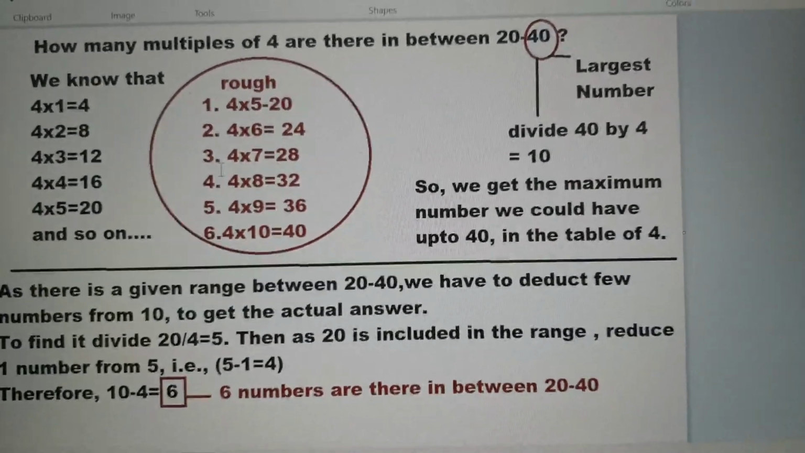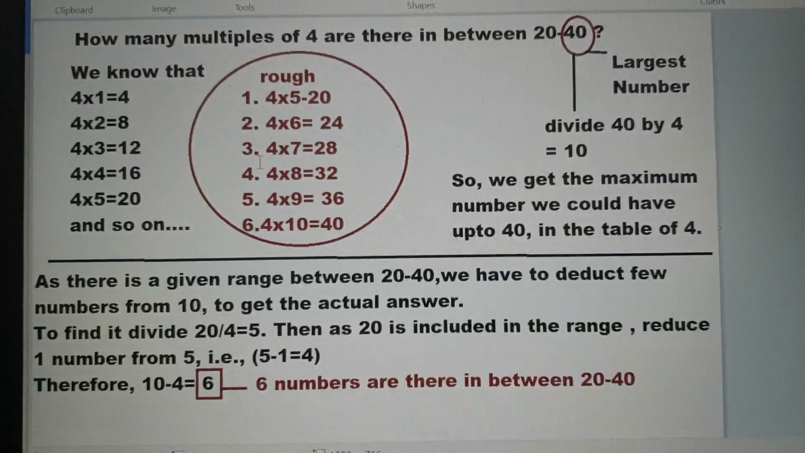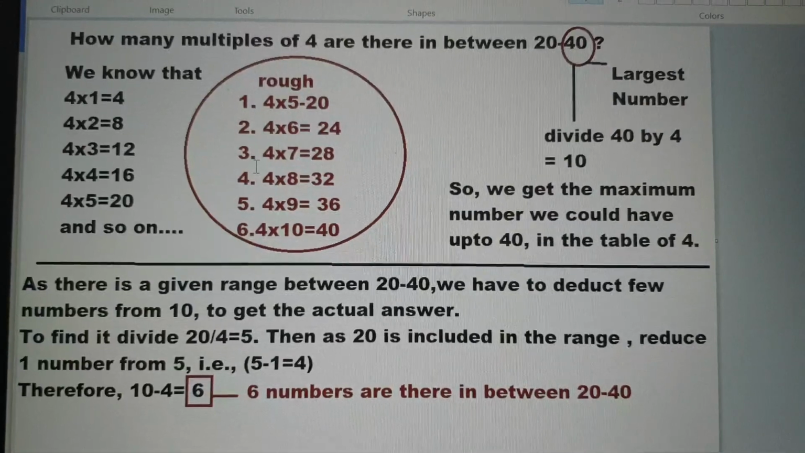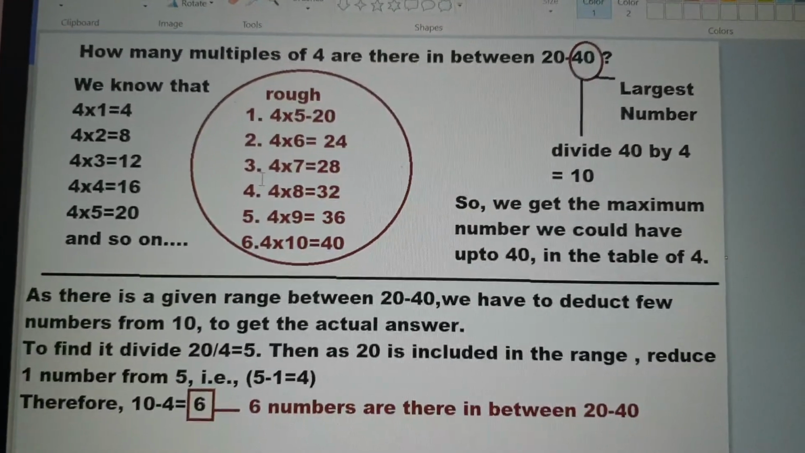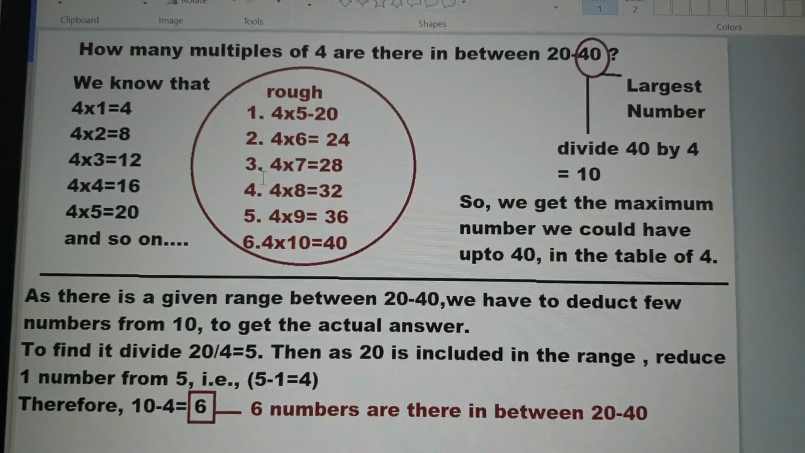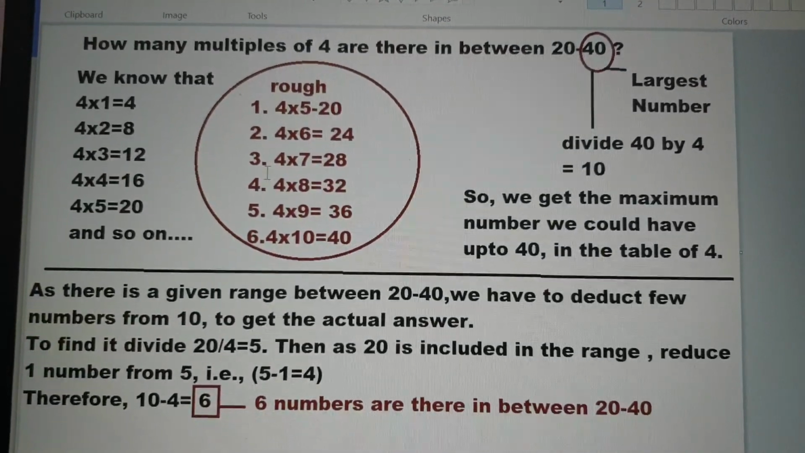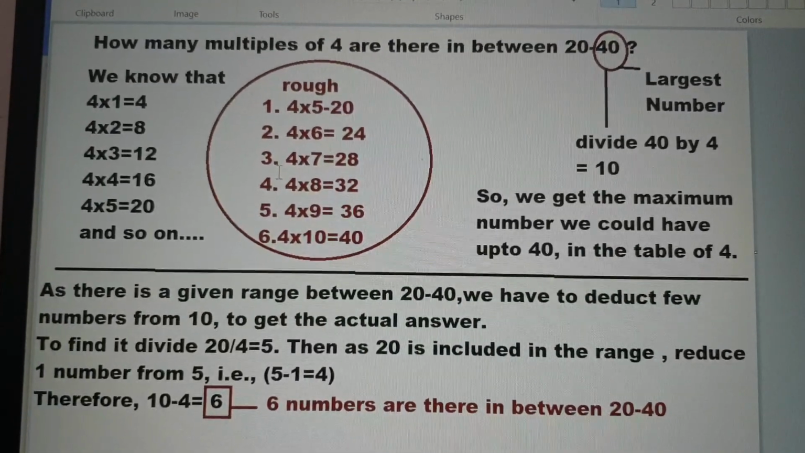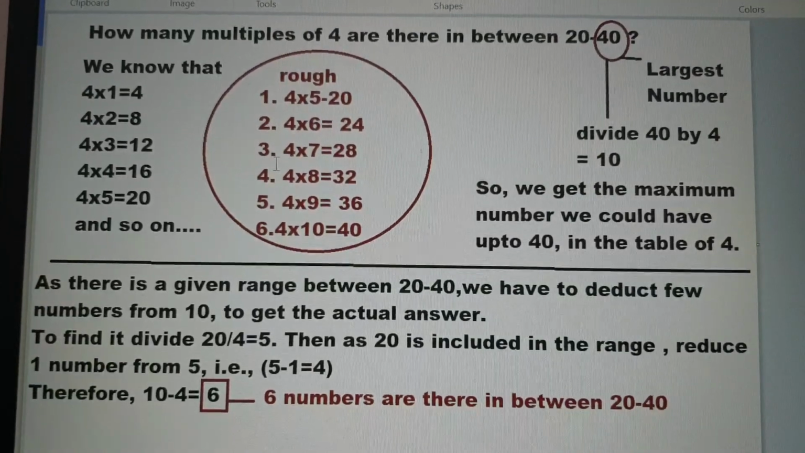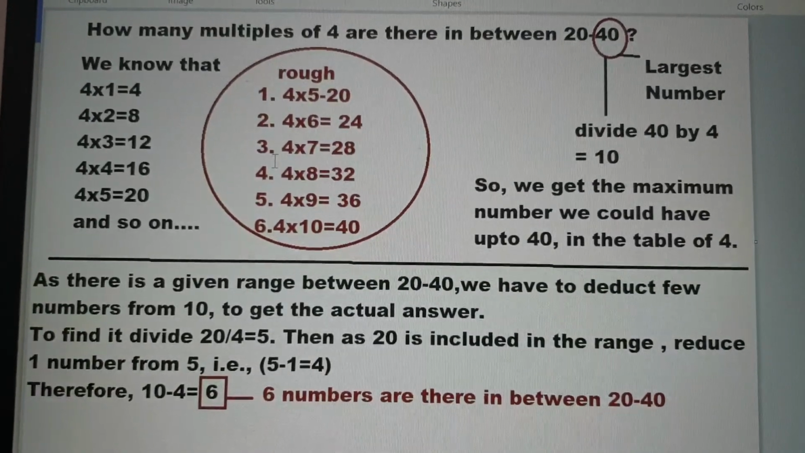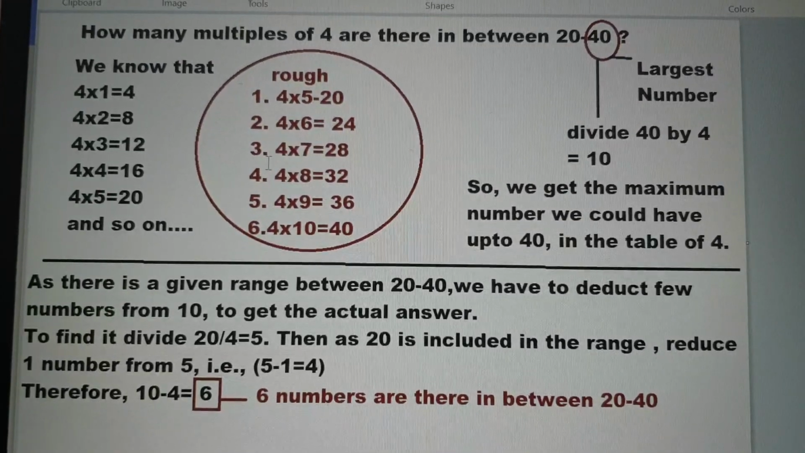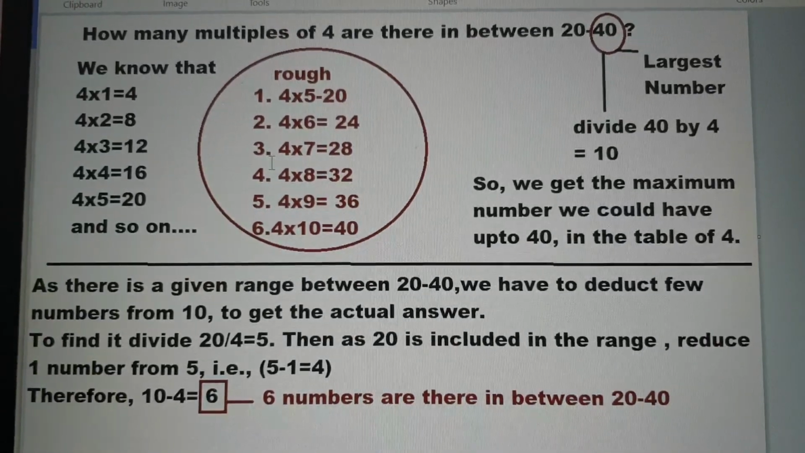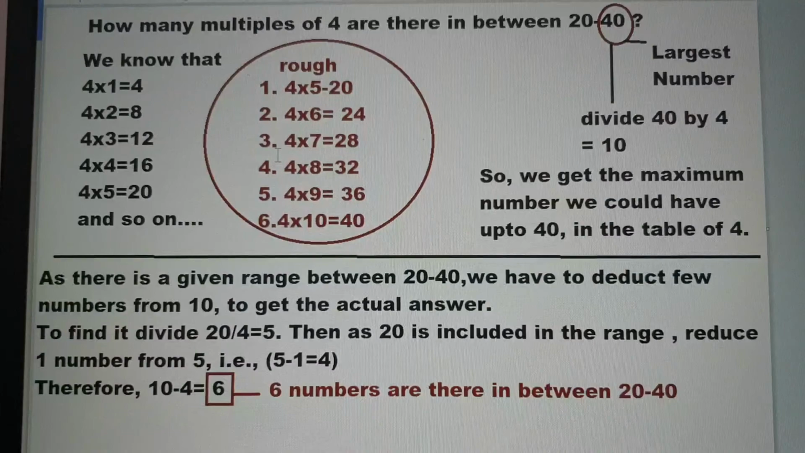So what we have done, we have first divided the largest number by the given number, which is 4. Then we got 10. And then we have to divide the smallest number by the given number 4. Then we have to reduce one number, as that particular number here, the 20, is inclusive in the range. So that's why you have to reduce one number. So always, whatever the answer comes after dividing the smallest number by the given number, you have to reduce one. Did you get my point? Here we have 5, then we have reduced one number from it to get 4.